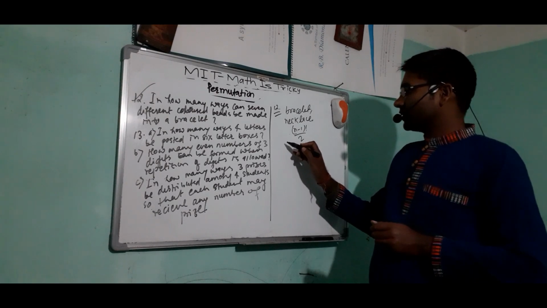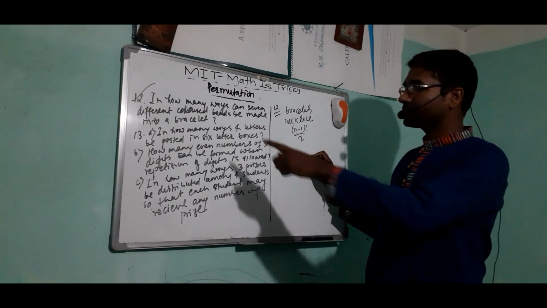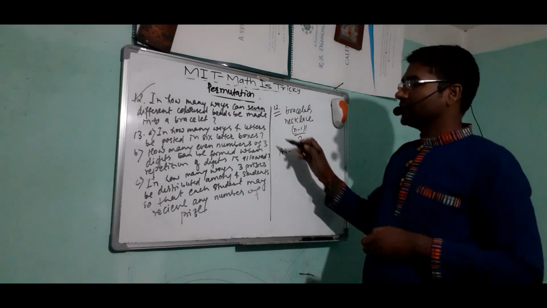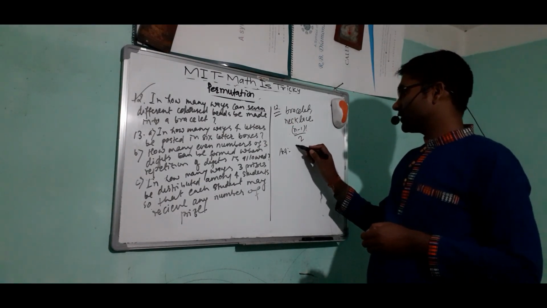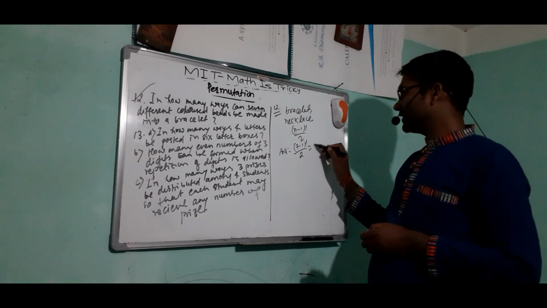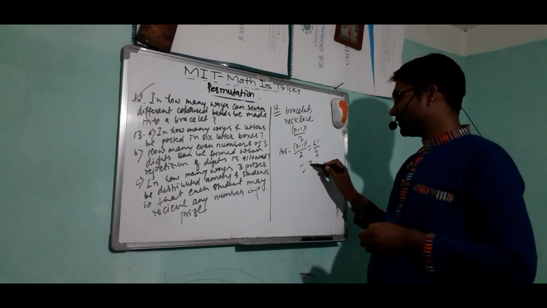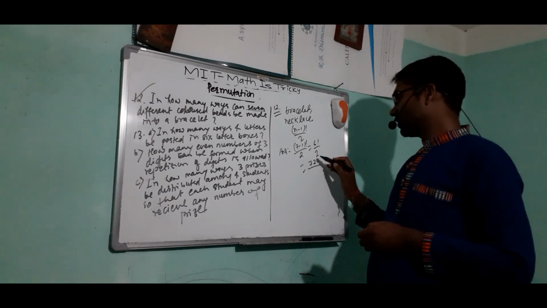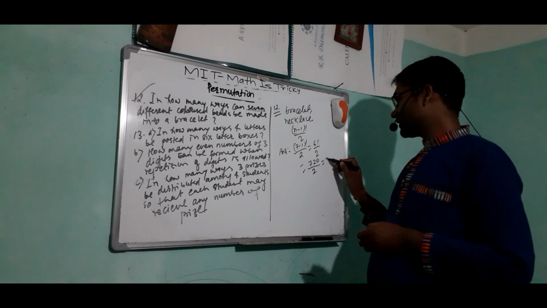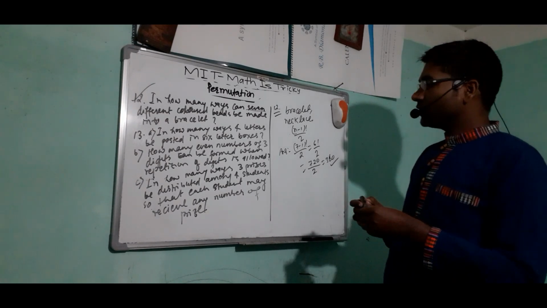So this is the required number of ways. The answer will be, for 7 beads, (7 minus 1) factorial by 2. It is 6 factorial by 2. 6 factorial is 720, and divided by 2 is 360. That is our answer. Let's move to another question.